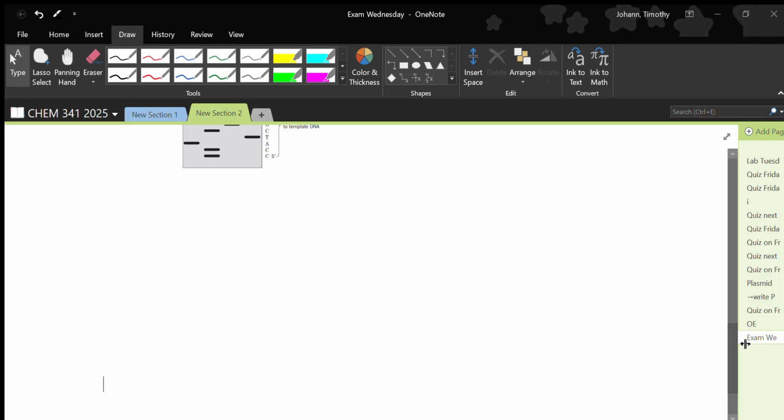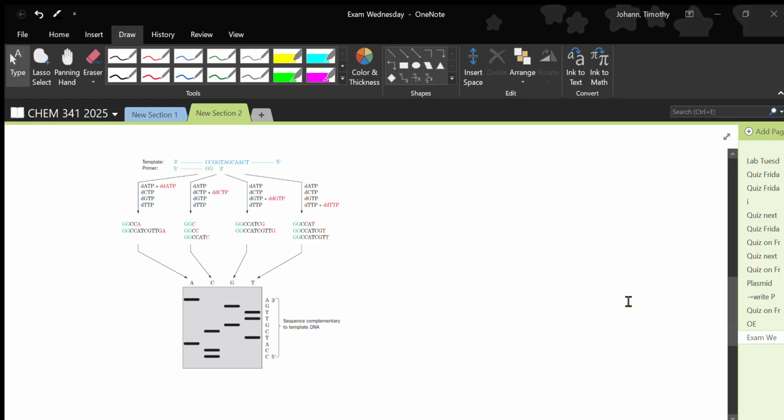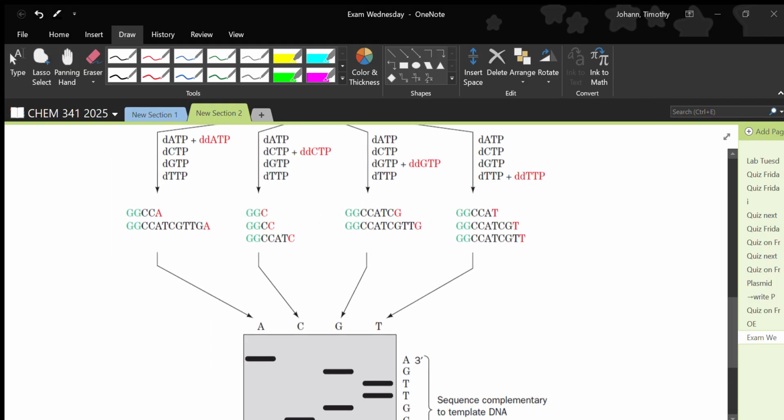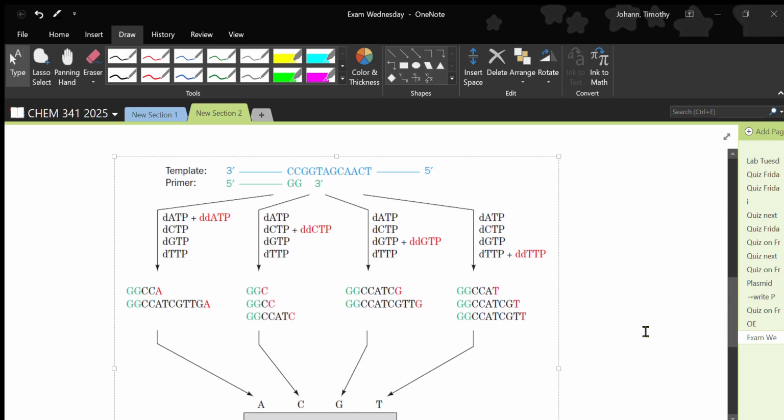Okay, so here's an example of that. All right, so what they've done, once again, this is another example. We'll look at this example and then we'll kind of do a problem. All right, so let's go ahead and explain our way through here. What we've got is, here is our template DNA in blue.